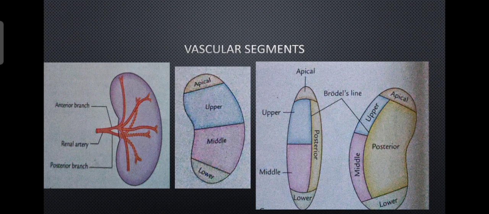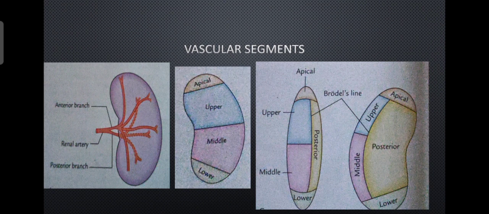So there lies an avascular area between these segments, and the area is marked by Brodel's line. That is present just on the lateral aspect, in the posterior side. So this is the posterior view. We can see that on the lateral side of the posterior surface, you can see a line. That is an imaginary line called Brodel's line, which is used while doing any surgery of the kidney.